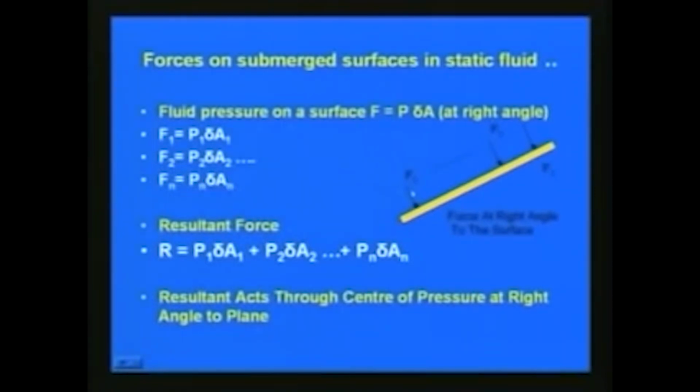So, the total resultant force R is equal to P1 into delta A1 plus P2 into delta A2 plus P3 into delta A3, like that, plus Pn into delta An. This gives the resultant force, and as we discussed earlier, the resultant force acts through a center of pressure at right angle to the plane. With respect to this plane we can find the center of pressure where the total resultant force is acting.